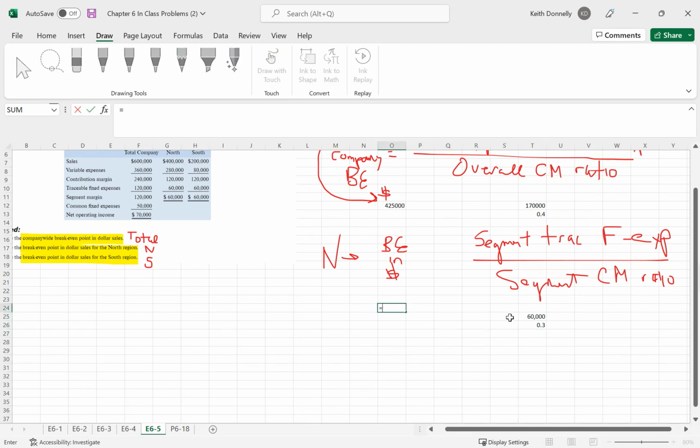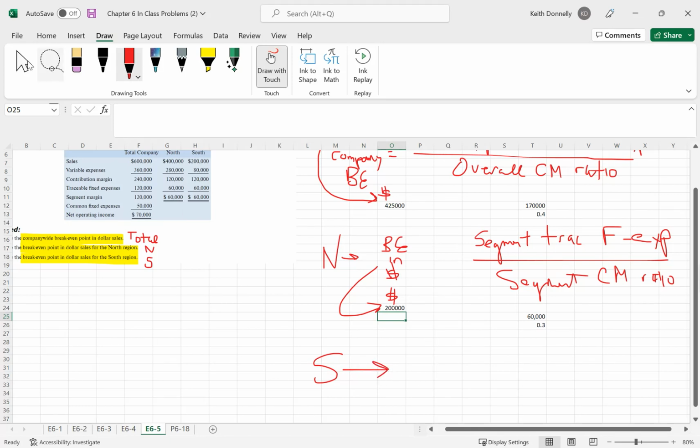So the idea is, if we take our numerator, our segment north only traceable fixed expenses, divided by our denominator, our segment contribution ratio, our break even in sales dollars for the north is going to be 200,000. In other words, based on these facts and circumstances, if the north wants to break even, it's got to sell 200,000. We can do it for the south as well.